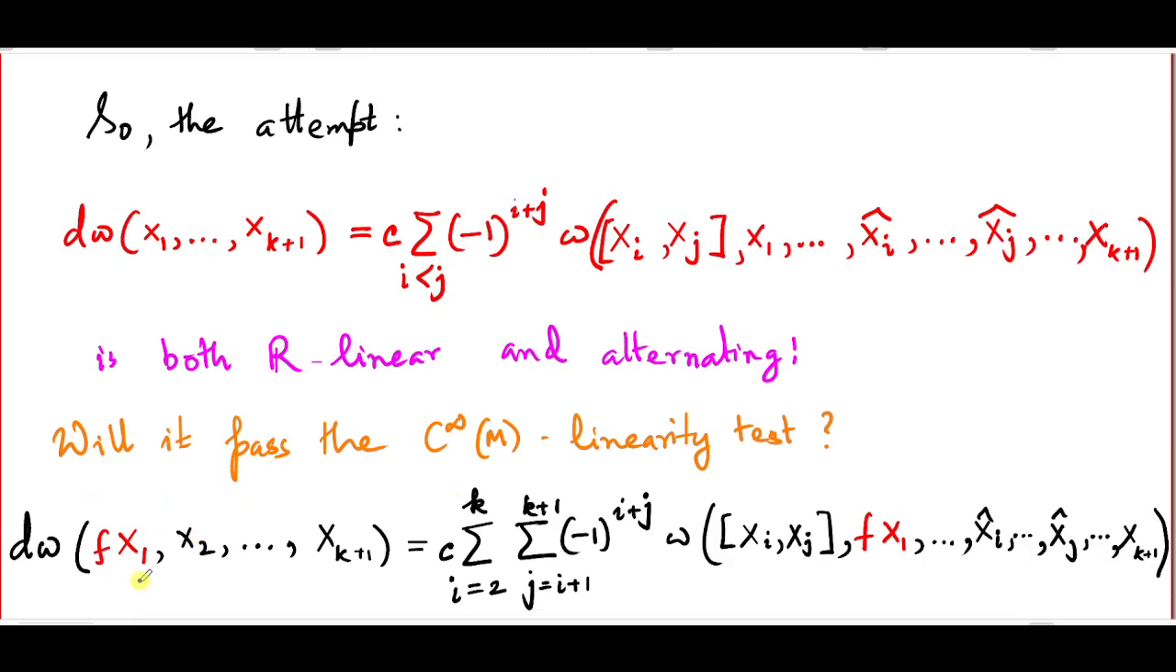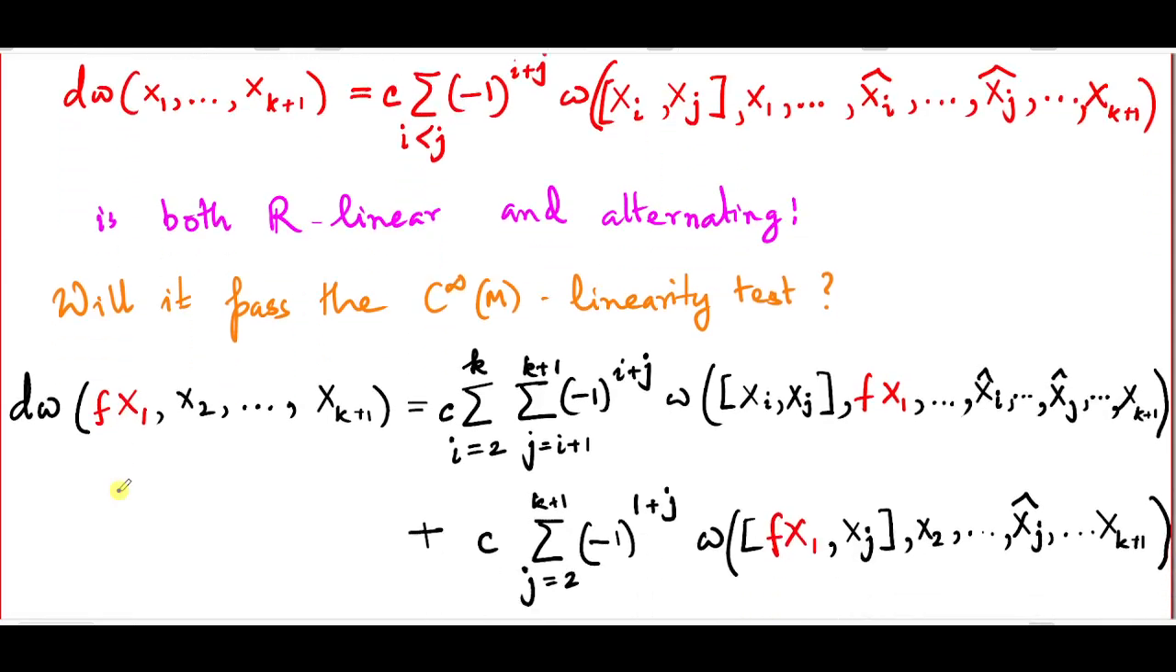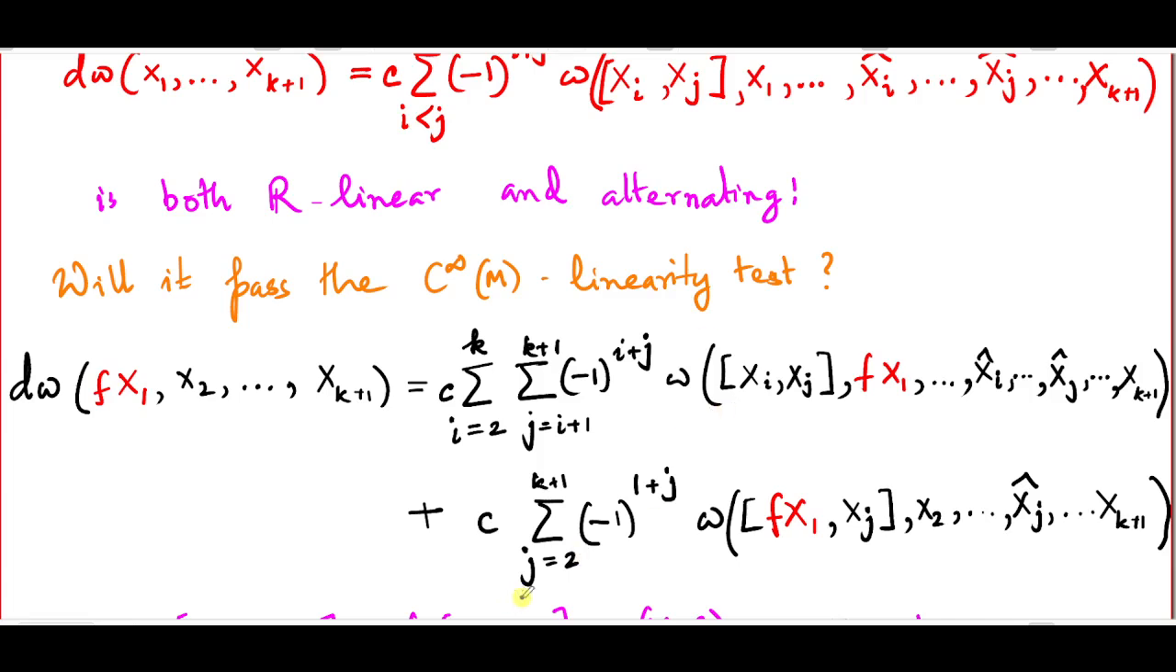So if we replace the X1 by fX1, we can figure out what will happen. Of course, here you have 2 different kinds of pieces. One in which I is 1. So j can go all the way from 2 to k plus 1. And fX1 is sitting inside the Lie bracket here. The other in which I goes from 2 to k and j goes from I plus 1 to k plus 1, where I being more than 1, the Lie bracket has some Xi, Xj, but the factor f is sitting along with X1 in the second position here.